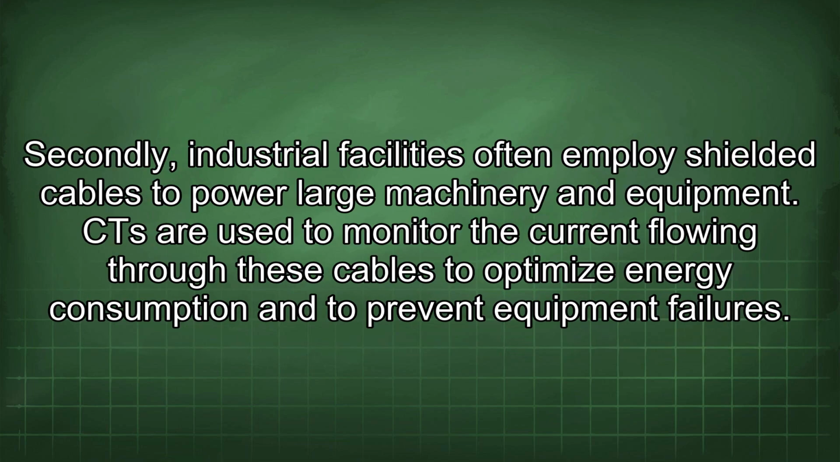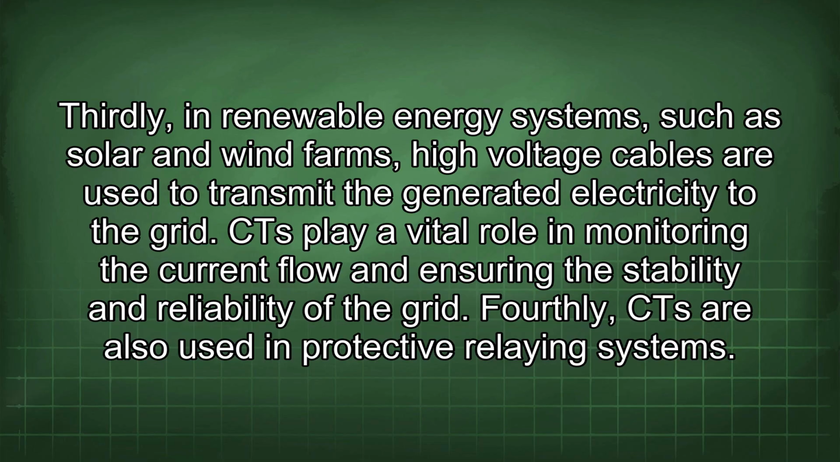Secondly, industrial facilities often employ shielded cables to power large machinery and equipment. CTs are used to monitor the current flowing through these cables to optimize energy consumption and to prevent equipment failures. Thirdly, in renewable energy systems such as solar and wind farms, high-voltage cables are used to transmit the generated electricity to the grid.